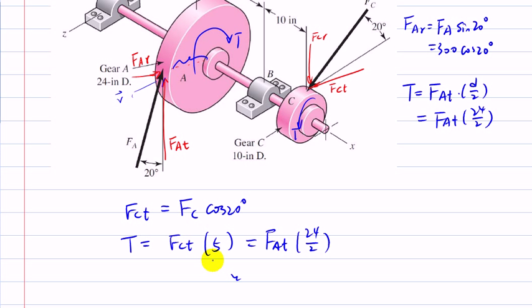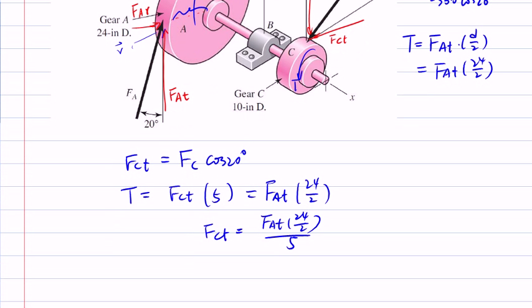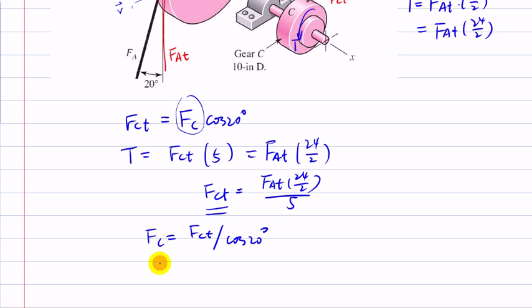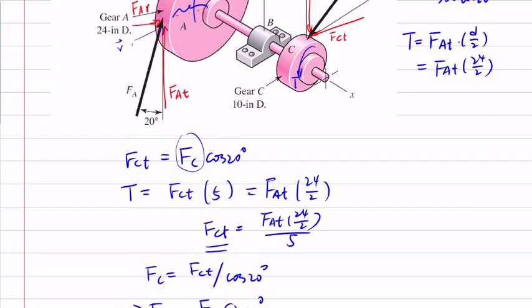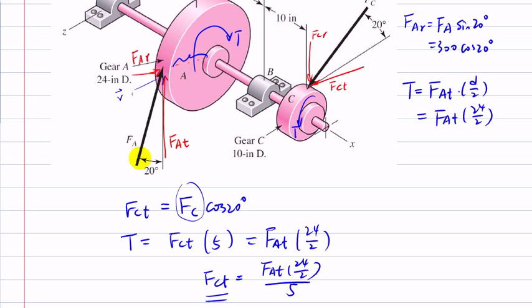Now you can solve for FCT. FCT will be FAT 24/2 divided by 5. And once you solve FCT, you can go back here and solve for FC. And once you solve FC, you can get FCR. So now you have all the force components, because of these two forces here.